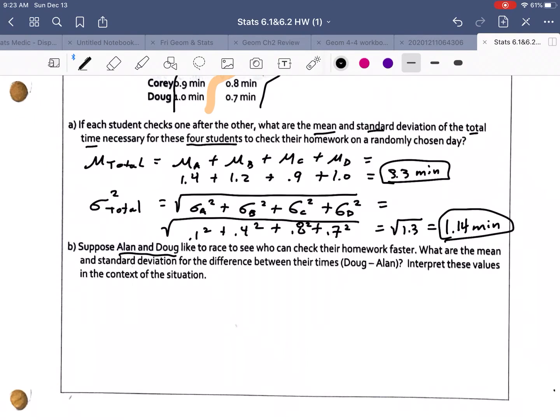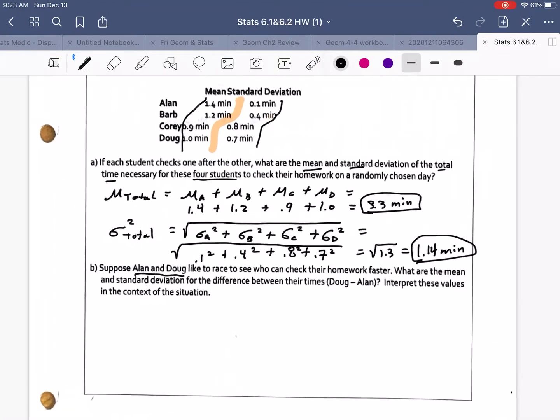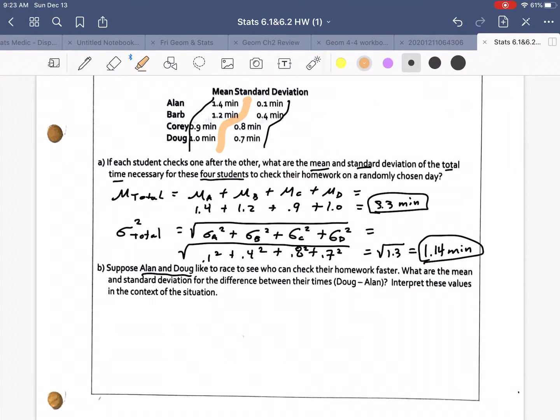Now suppose Alan and Doug would like to race one another. Again, they have each their own standard deviations and average times. So here's Alan and here's Doug. What are the mean and standard deviation of their differences if we subtract Doug from Alan? Okay, and we have to interpret these values in context, so we can't forget to do that.